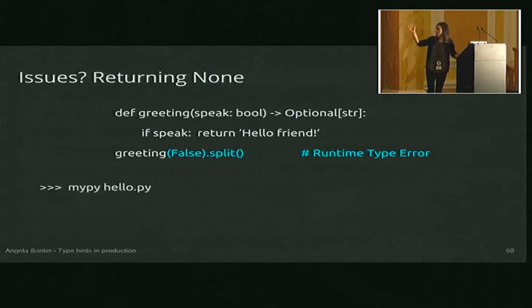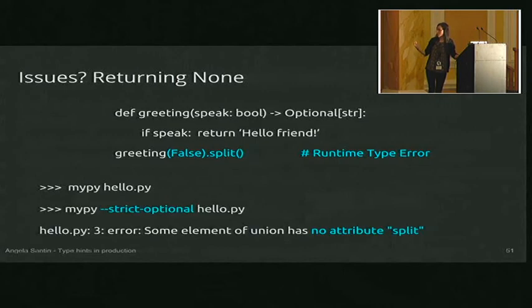Sadly, you run MyPy on your hello file, and nothing happens. So that's just an example of an error. In this particular case, if you use the strict optional flag, you can catch that. But this is just an example of little things that it may not catch, that you might be surprised by, but they are getting fixed, so it's good.